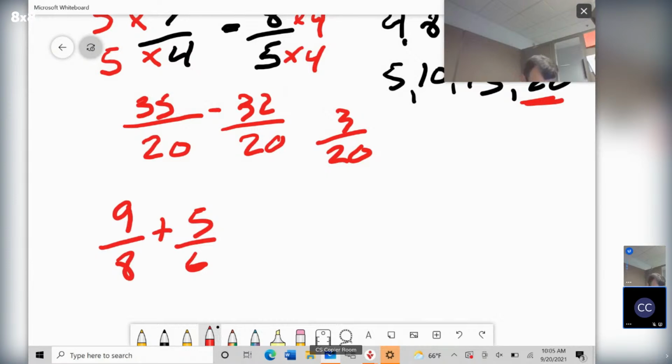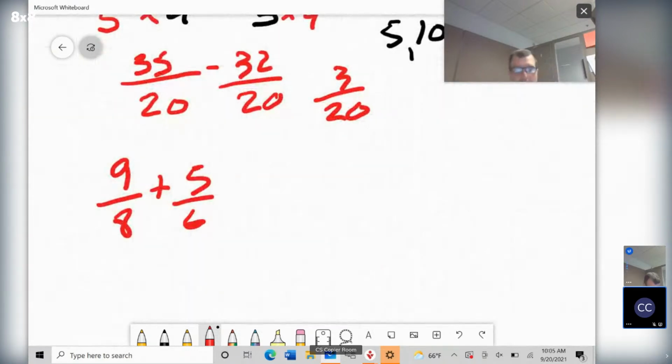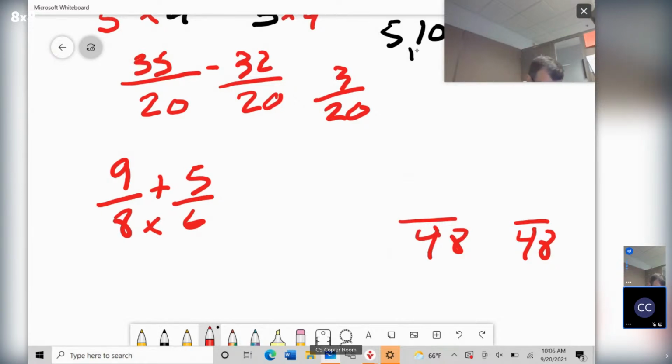And I think I mentioned this the other day. The one thing you can always do is you can always multiply these two numbers times each other. And that's going to be 48. So we know both numbers go into 48. So we'll just use 48 for now. Okay. So 8 times 6 is 48.